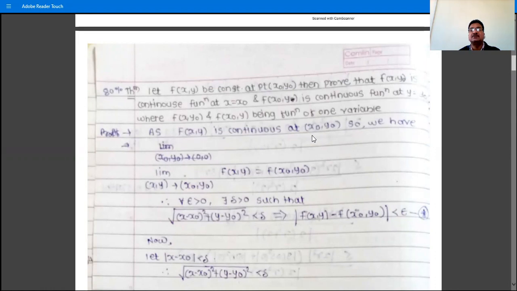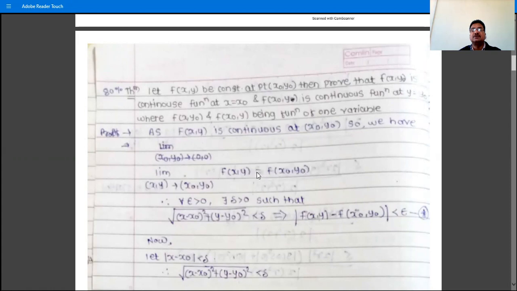As f(x,y) is continuous at (x naught, y naught), by using the definition, the limit at (x naught, y naught) of f(x,y) is equal to f(x naught, y naught). This limit exists and is equal to f(x naught, y naught) because of the continuous function. When f(x,y) is continuous at this point, the limit as (x,y) tends to (x naught, y naught) of f(x,y) is equal to f(x naught, y naught).